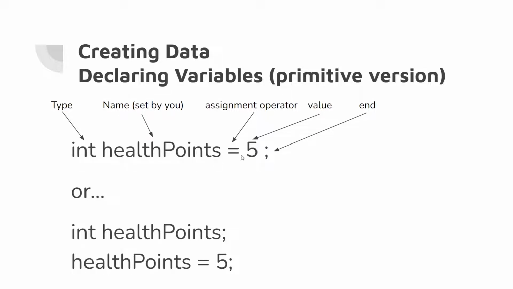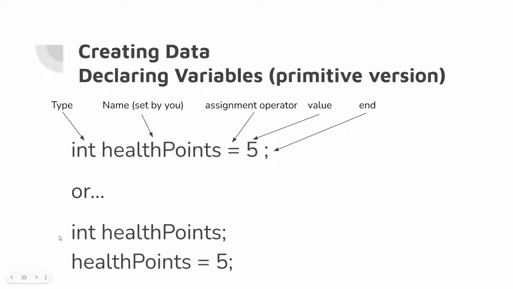So we declare it, we have an assignment, we set its value to be 5 during declaration. It could then be changed. It's not a constant, it's just an integer. It's not read-only. There are all sorts of special ways we could decorate these things, but for now, this is the simple primitive version. Int health points equals 5, and then we have the end of line, right? End of the statement.